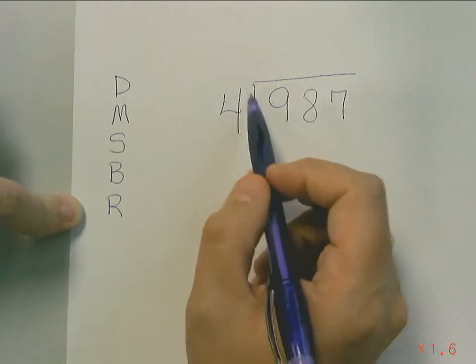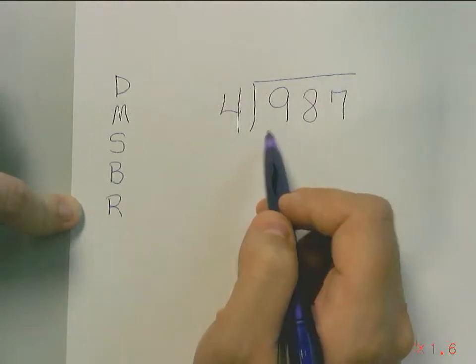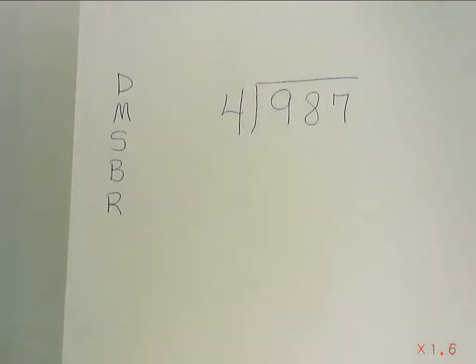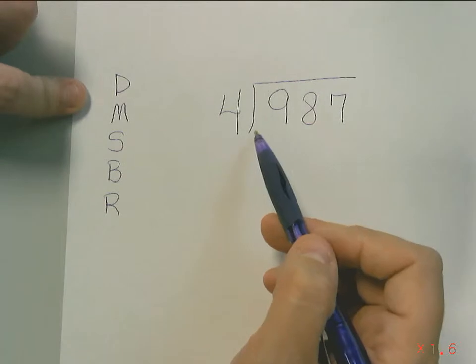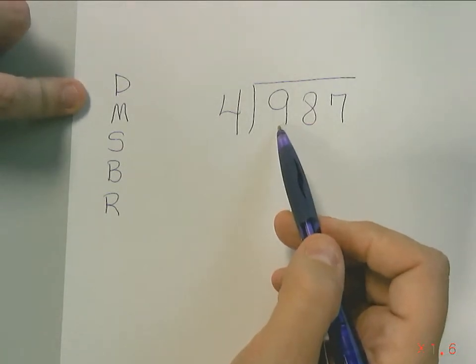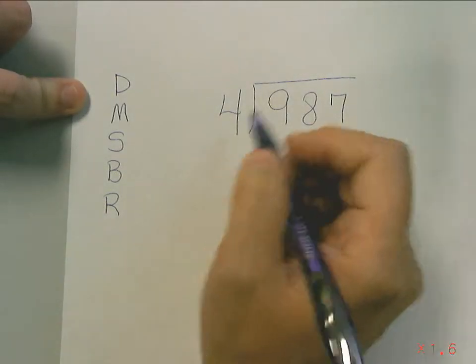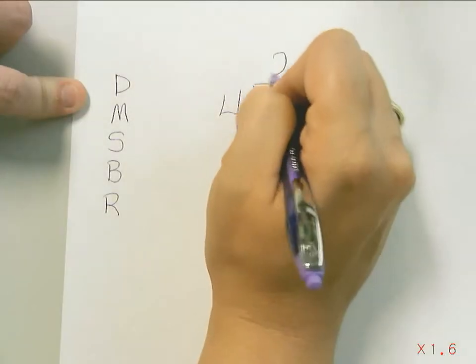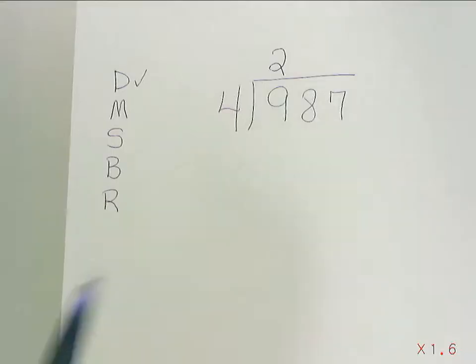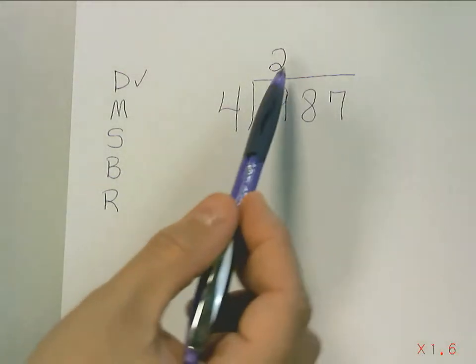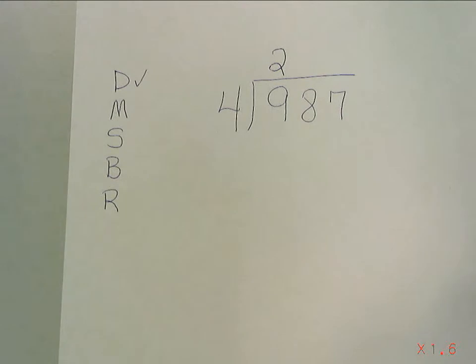So when we start, we ask ourselves, how many times will 4 go into 9? Or we can also ask ourselves, 4 times what will equal a number that is close to 9 without going over? Well, I know that 4 times 2 is 8, and 4 times 3 is 12. 12 is too big, so I know I'm going to use 2. And I'm going to put the 2 right above our 9. I can check off that I divided. And so all this means is that I can make 2 groups of 4 if I have 9 objects.